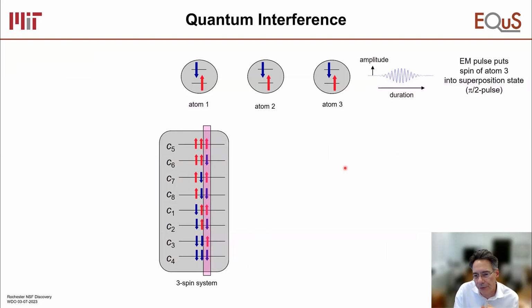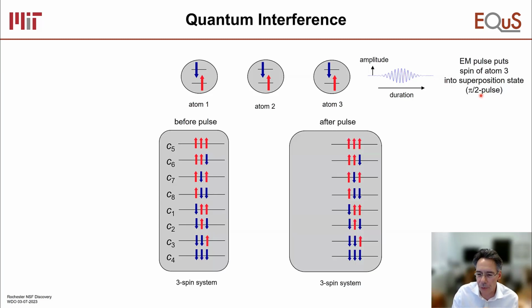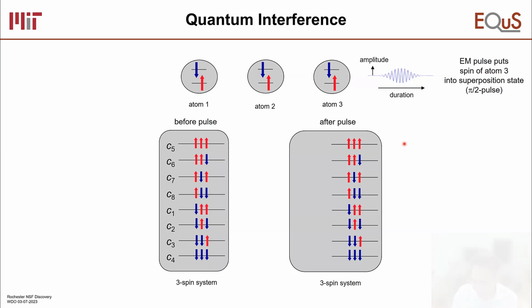Now, we can further look at an example of quantum interference in the following way. So we have an electromagnetic pulse. It now has half of the amplitude, it turns out. So that's going to do a pi over 2 pulse. And the way that this works, we'll see before and after.